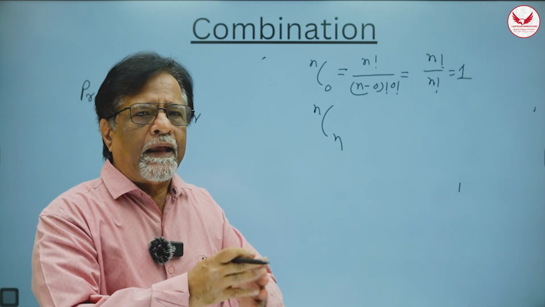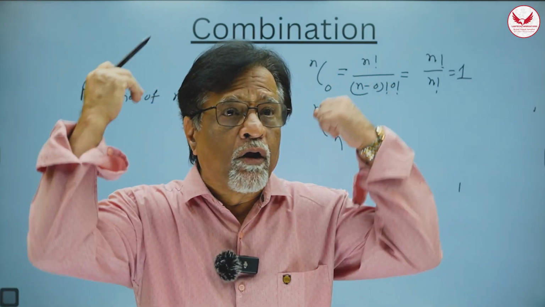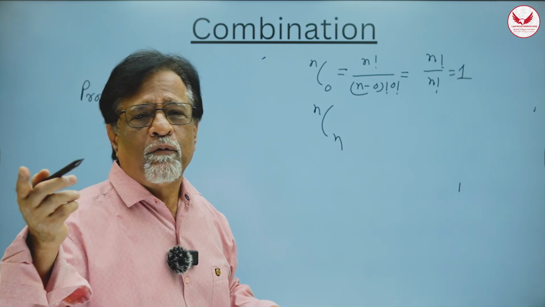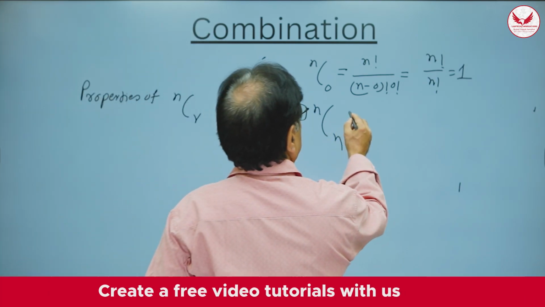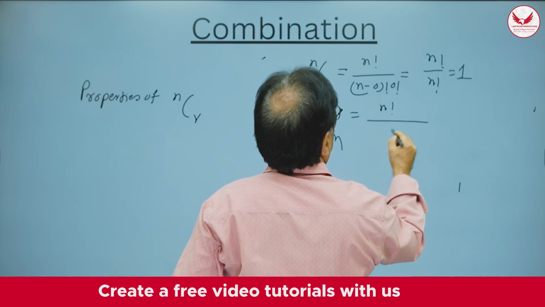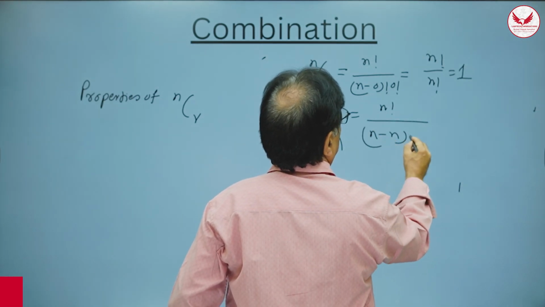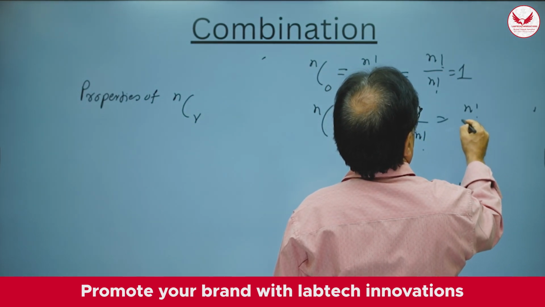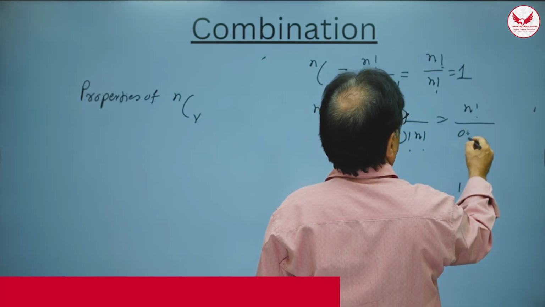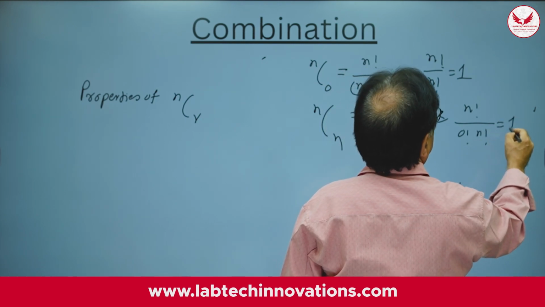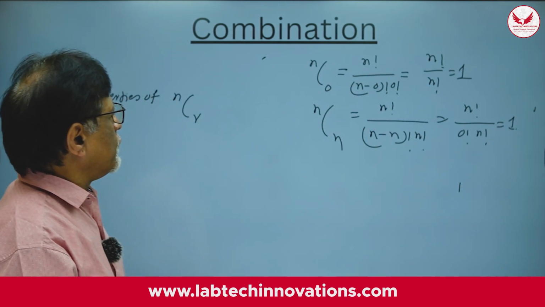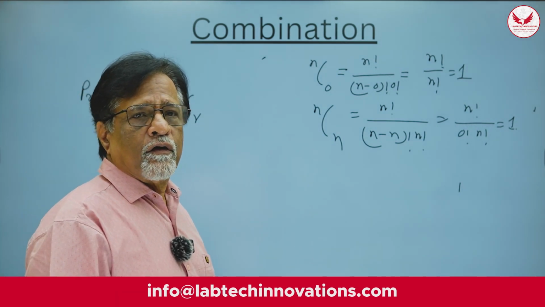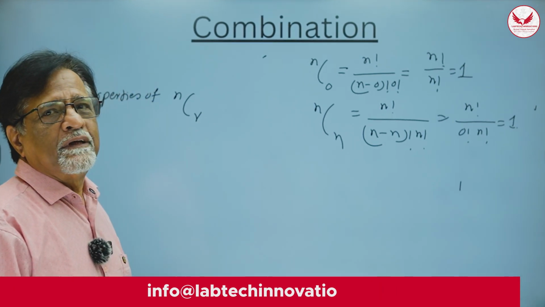Now, let us see what is NCN. That means there are n objects available and I want all of them. I don't have any choice. I have to select all of them. So that can be done in only one way. See, look at the formula. n factorial upon (n minus n) factorial into n factorial. That gives you n factorial upon 0 factorial into n factorial. Even that is 1. So NC0 is same as NCN. Is it a coincidence or is it a general truth?